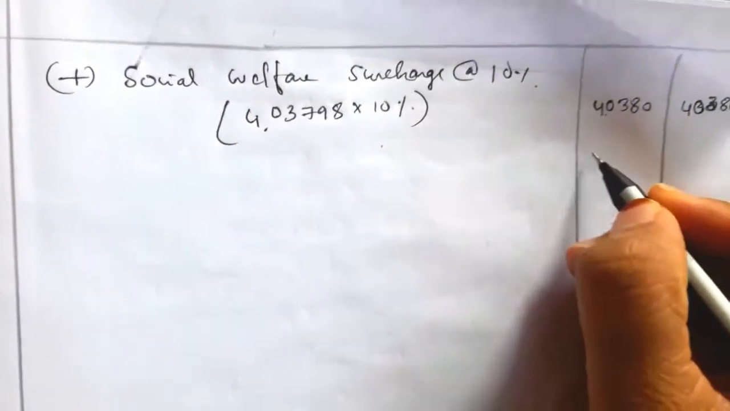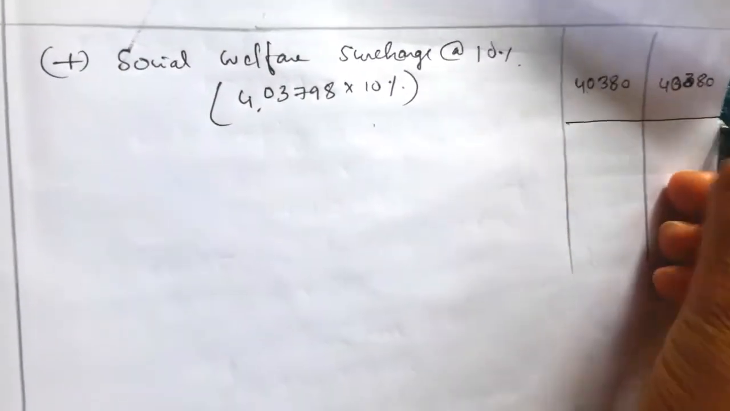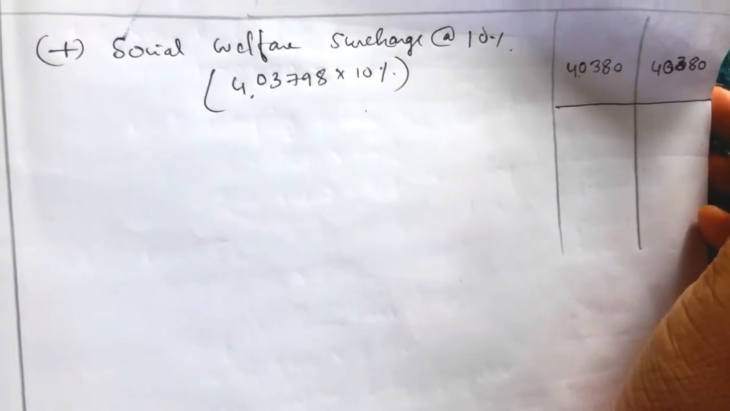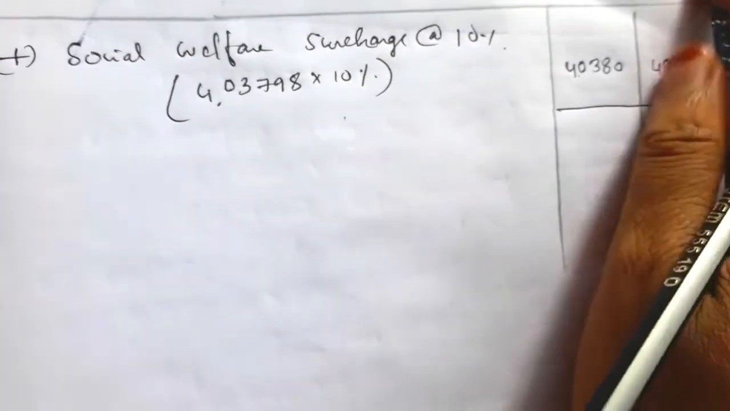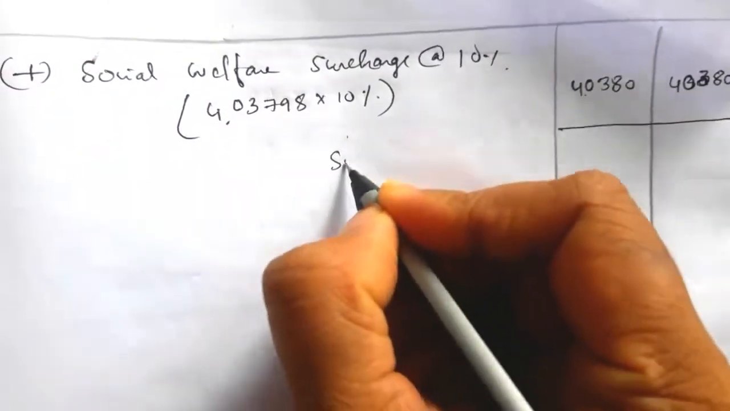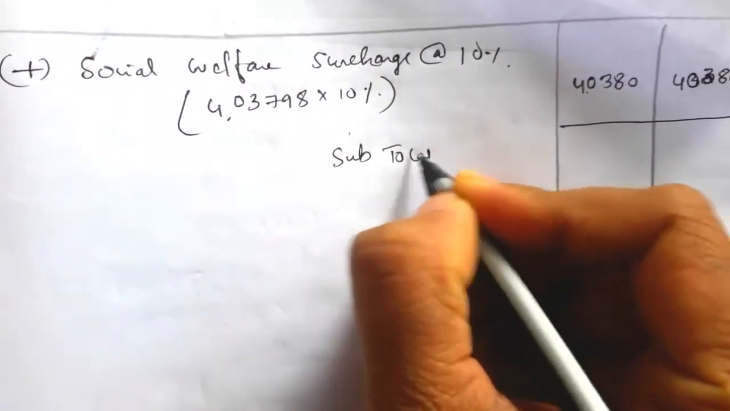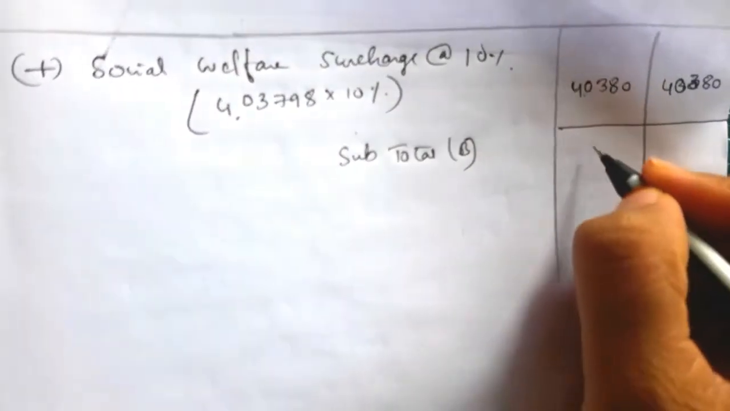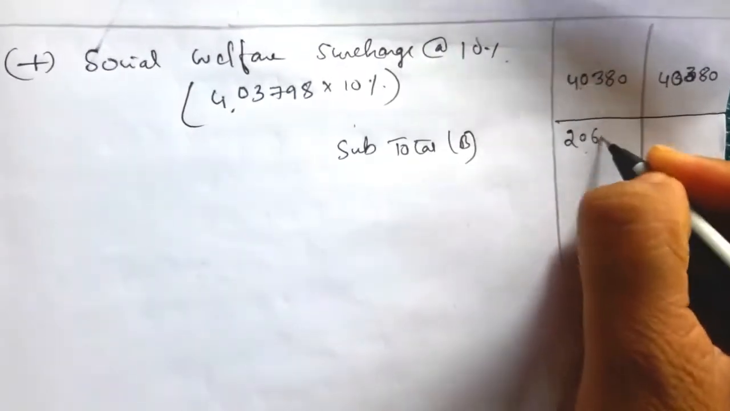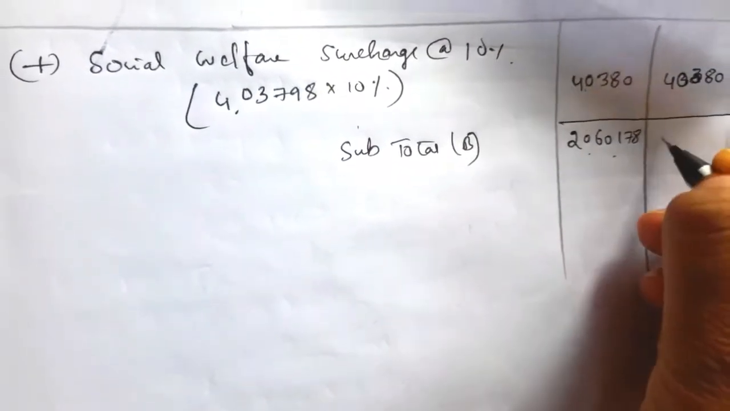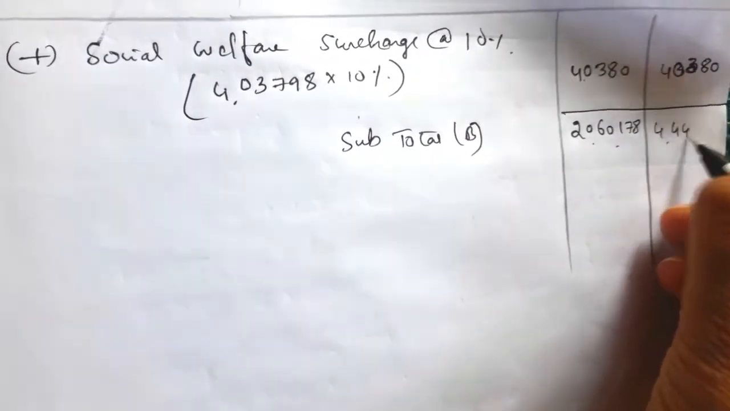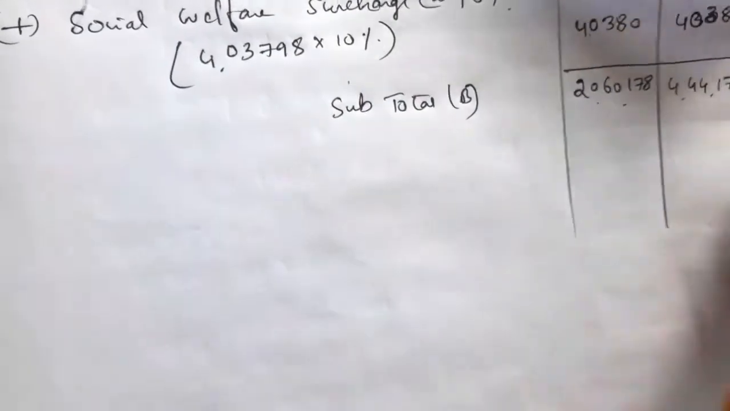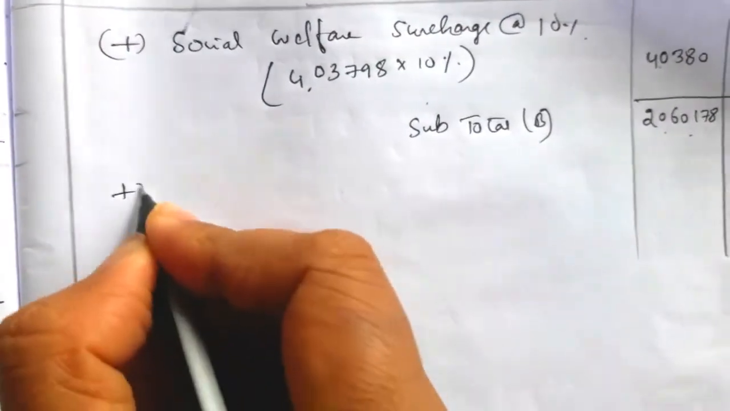So now we have to total this subtotal B. Subtotal A plus social welfare surcharge is equal to subtotal B. So that is equal to 20,60,178. Here the duty is 4,44,178. So next we have to add IGST.